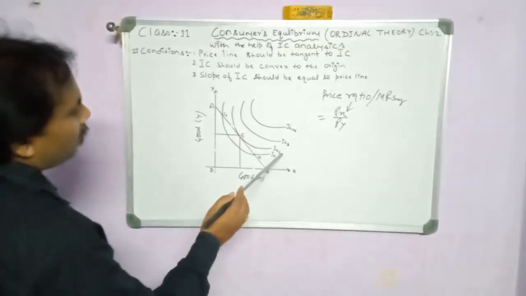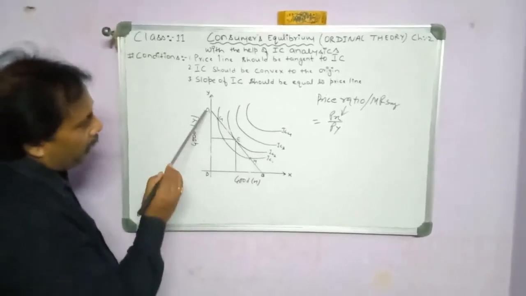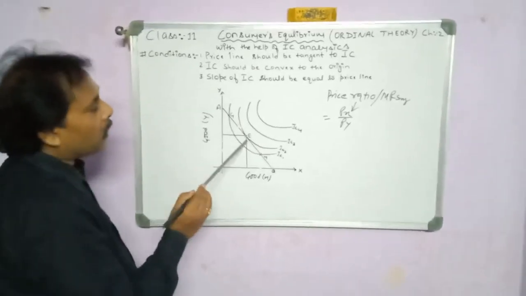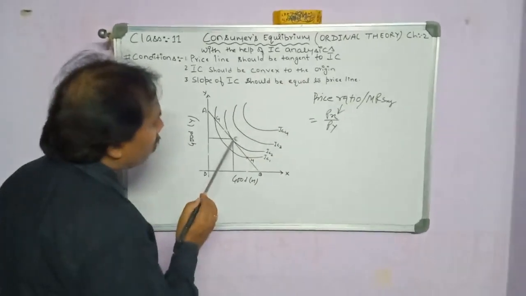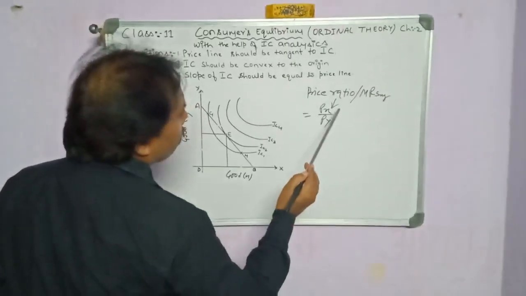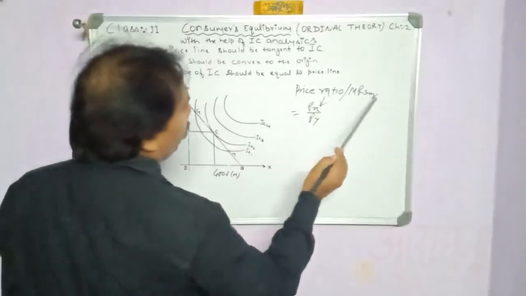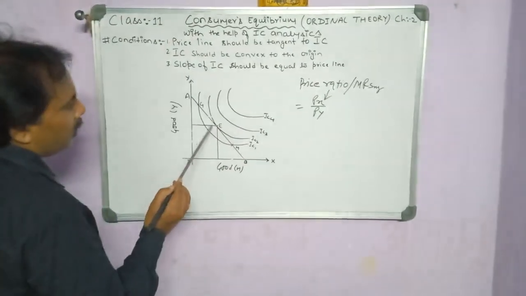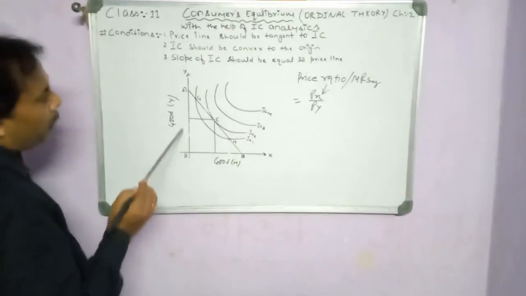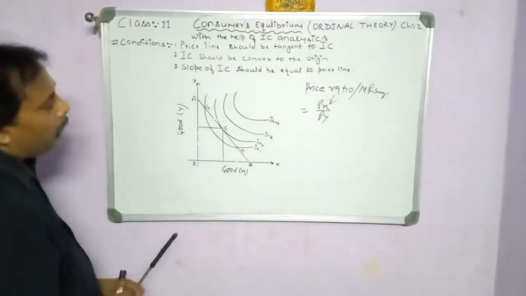Now come to IC2. IC2 makes a tangency with the budget line AB at point E. So point E is known as the equilibrium point for a consumer, because at this point it fulfills the price ratio PX divided by PY, or we can say it determines the marginal rate of substitution. E is the equilibrium point which determines how much quantity a consumer will buy of good Y and how much of good X.